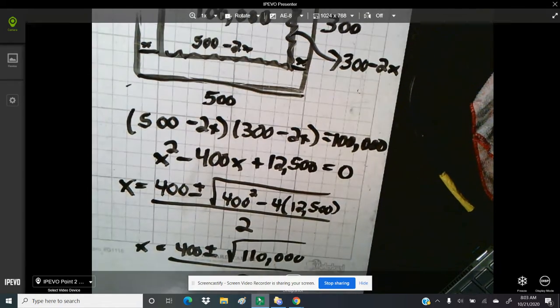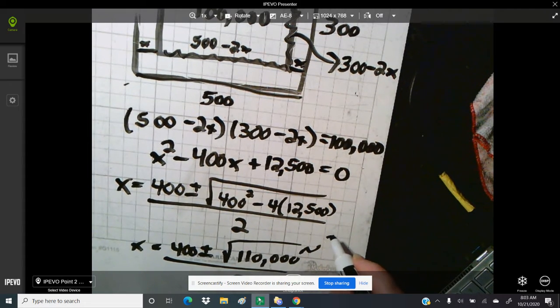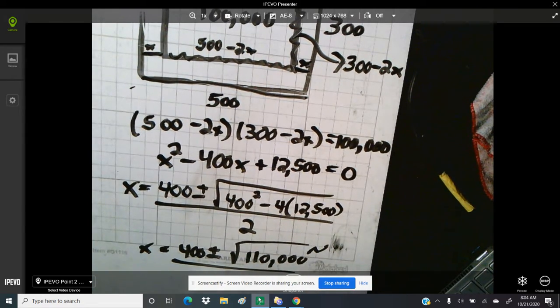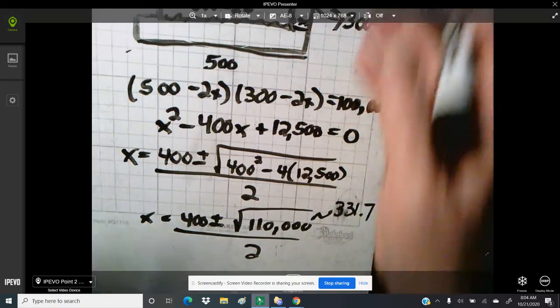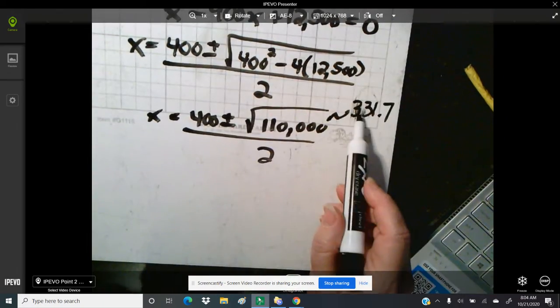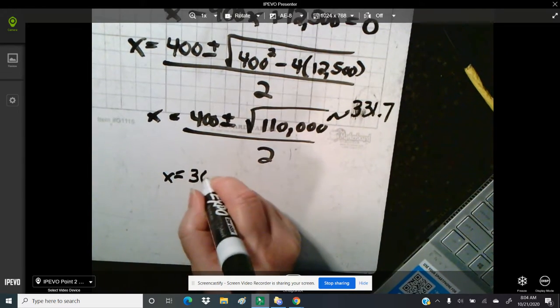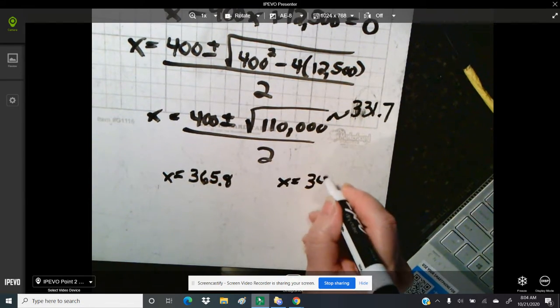So you're going to end up with two numbers here. This ends up simplifying down to about 365. No, that's not right. Let's just take the square root. The square root of 110,000 is 331.7. So you're going to have two numbers: 400 plus that, divided by 2, which is going to give you 365.8, or 400 minus that, which is going to give you like 34.2.